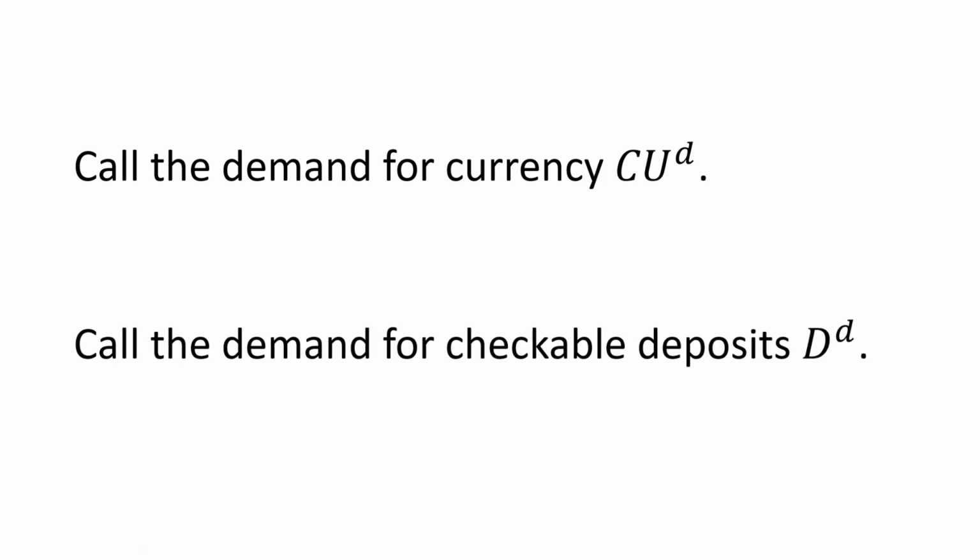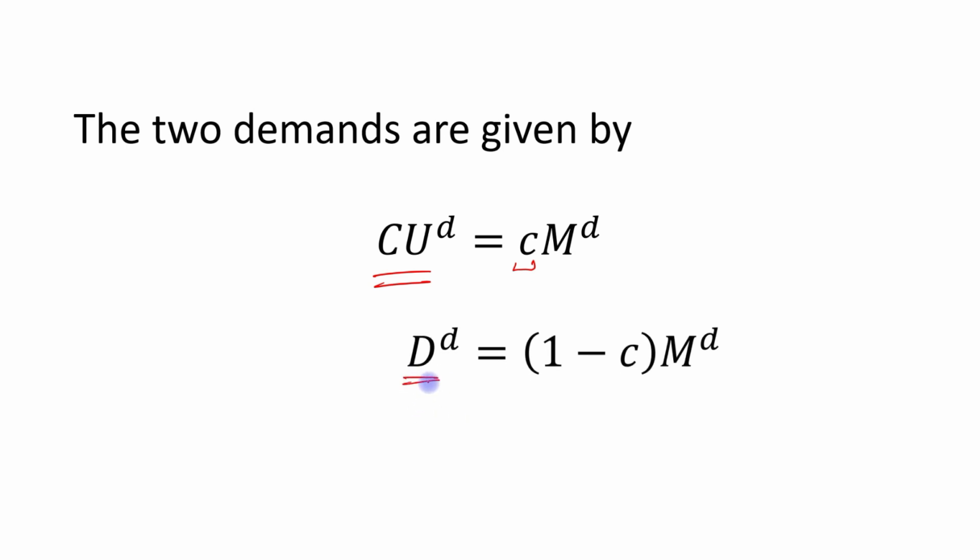Call the demand for currency as in this form and call the demand for checkable deposits as like this. So the two demands are given by: demand for currency will be, we know what the proportion, what the fraction was, this one, and this was the total money demand. So this fraction of total money demand will be the demand for currency. And the next one, the demand for checkable deposits.